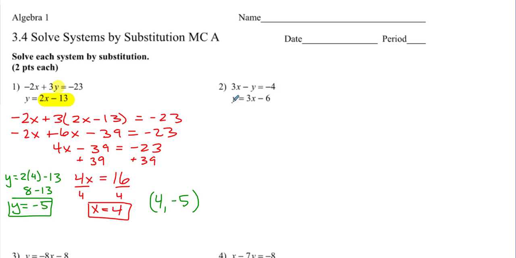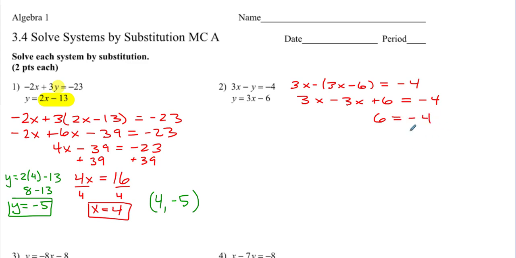So we got the same thing here. We got y already solved for, so let's just plug it in, right? 3x minus, what is y? 3x minus 6 equals negative 4. So we got 3x. Negative times 3x is negative 3x. Negative times negative 6 is positive 6 equals negative 4. 3x minus 3x is 0. So we have positive 6 equals negative 4.